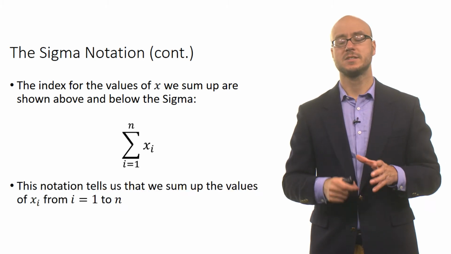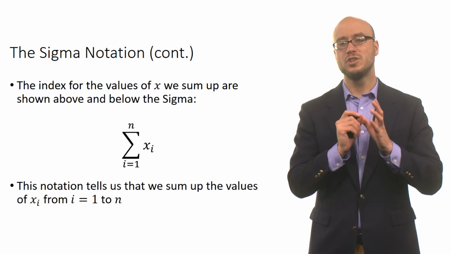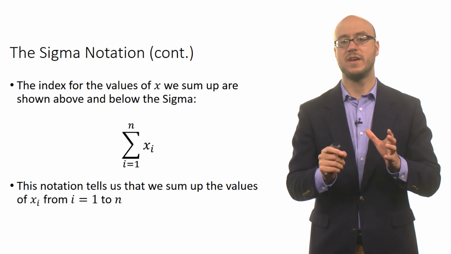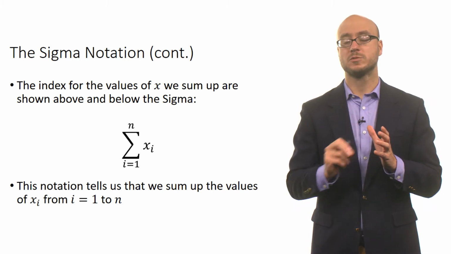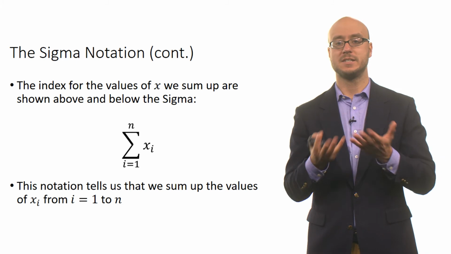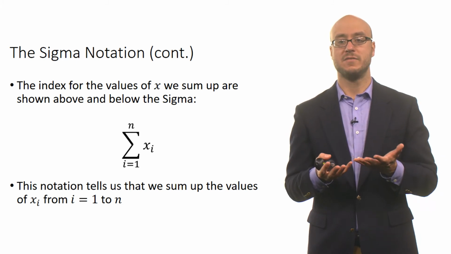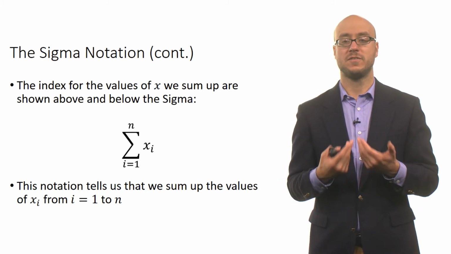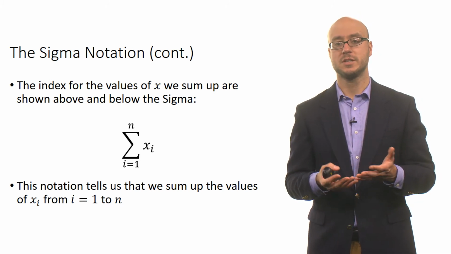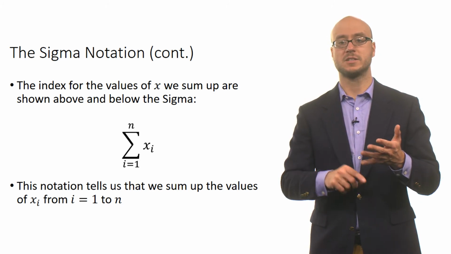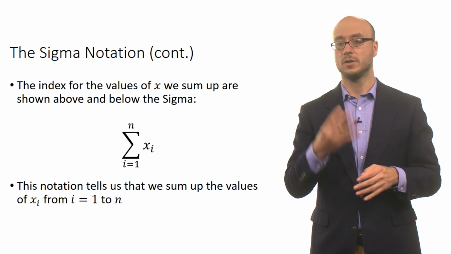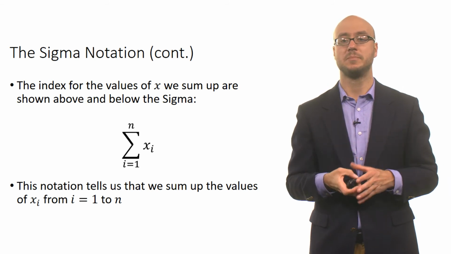So what this is telling us is that we're actually summing up the values of x from i equals 1 to n. So if your data set consists of an overall size of 5 values, 5 rows, 5 observational units, you're going to sum up values of x1, x2, x3, x4, x5. You're going to have 5 values you're going to sum up together.